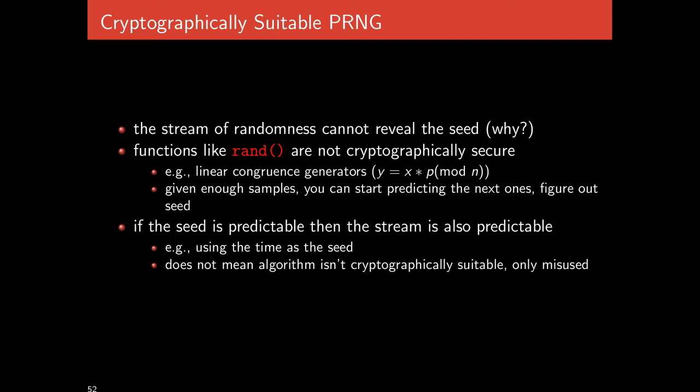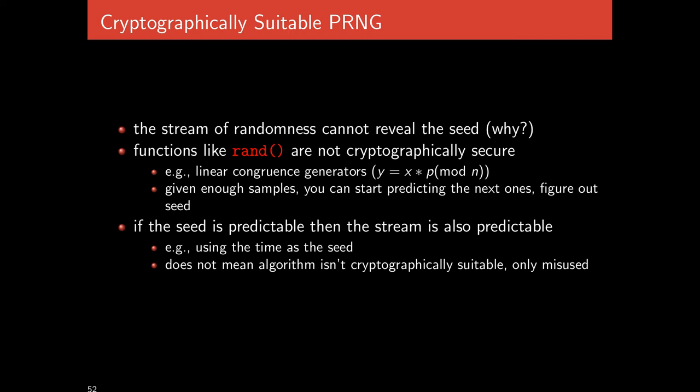If the seed is predictable, then the stream is also predictable, which means that if you generate your random numbers by, say, taking the current time and using that as the seed, which is often the case when you're seeding a random number generator, you use the time, because the time is a good source of an arbitrary unguessable number that we can use to bootstrap a random sequence. But the attacker also knows the time. So using the time as the seed is fine, again, if you want random numbers for some simulation, but not if you want random numbers for cryptographic purposes.